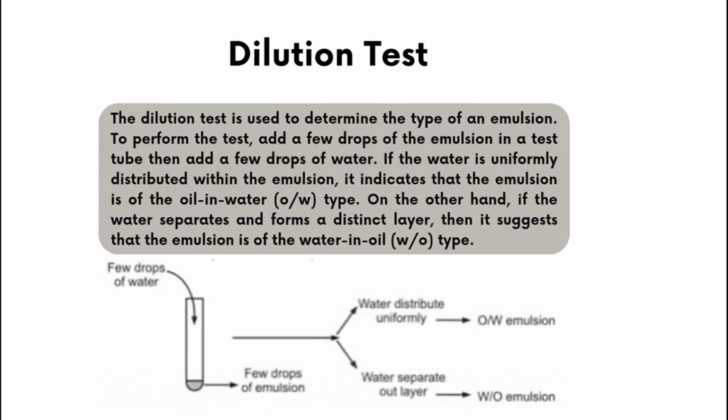The dilution test is used to determine the type of an emulsion. Look at the picture on the screen to imagine the process. We have a test tube, adding inside the test tube a few drops of emulsion, then add a few drops of water. We have two situations. In the first situation, where the water distributes uniformly, we will know the emulsion type is oil in water. In the second situation, if the water separates out, we know then the emulsion type is water in oil.